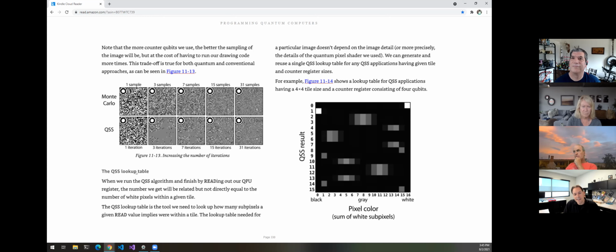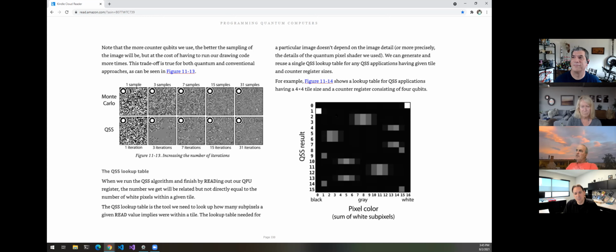And so he hasn't addressed yet, okay, we get our result from our QFT. And remember, the QFT is not a raw number. It's not like if you have 7 white pixels, it's returning you a 7. It's going to return you some sort of frequency or number, and I don't remember the exact calculation for that. And so he basically says, now we need a lookup table.